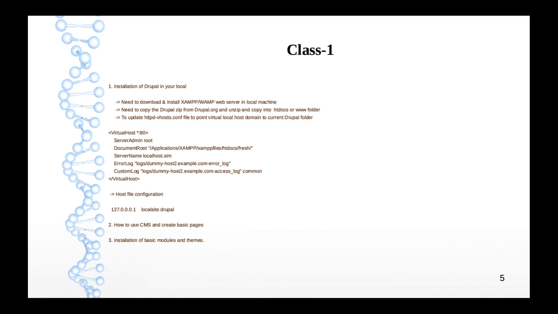htdocs will be displayed if you are using LAMP or a Linux-based operating system, and if you are using the WAMP web server, then after installation you will see a www folder under the WAMP folder. You need to create a separate folder, with any name you give it, and unzip your drupal.org zip. The next step is to update your httpd-vhosts configuration file to point your virtual local host domain to the current Drupal folder. This is an example which I have put here.